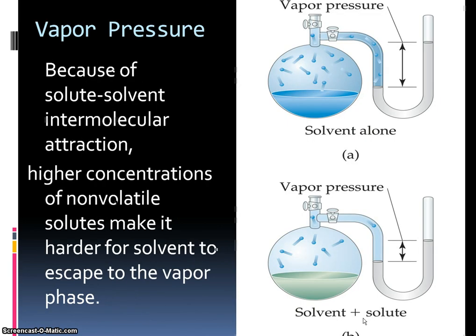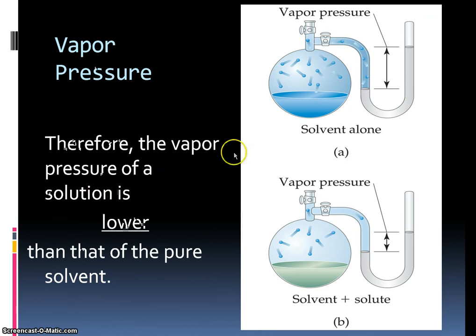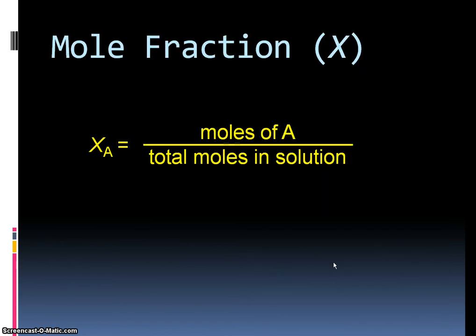All right, let's talk about vapor pressure. Vapor pressure is going to lower when we add things to a solvent, and that's because of the intermolecular attraction. It makes it harder for the vapor to escape from a solution. The vapor pressure is lowered. So from the solvent alone to the solution, the vapor pressure is lowered.